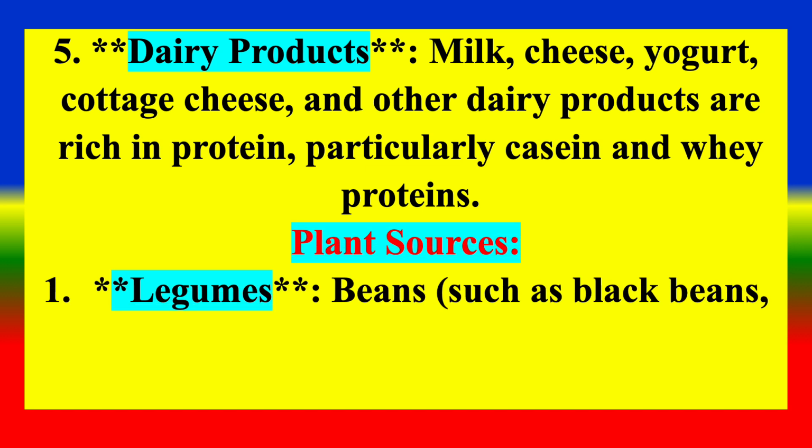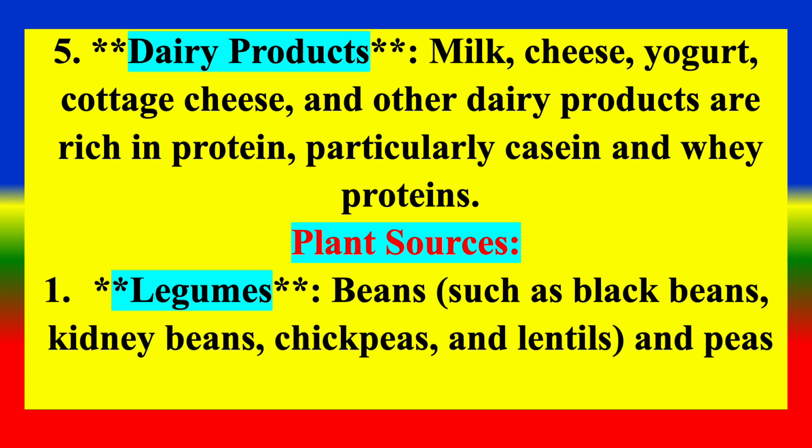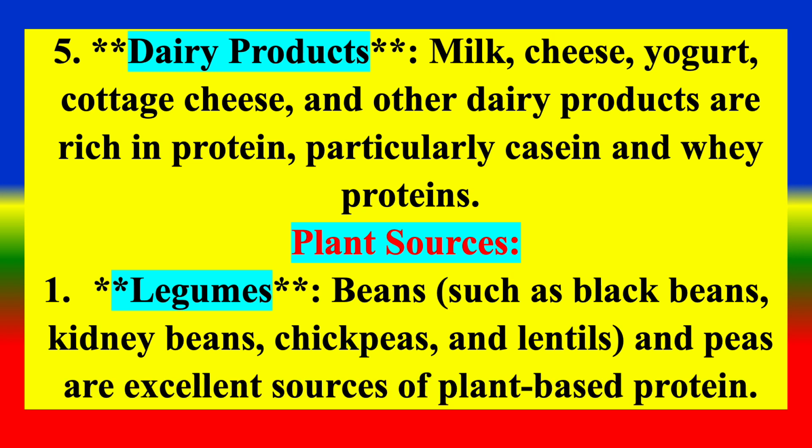Plant sources. One, legumes. Beans such as black beans, kidney beans, chickpeas, and lentils are excellent sources of plant-based protein.